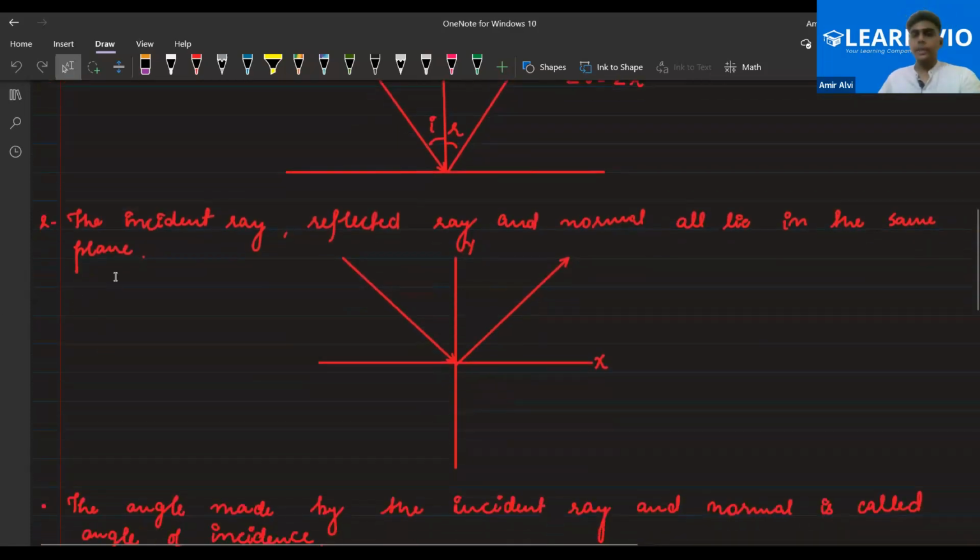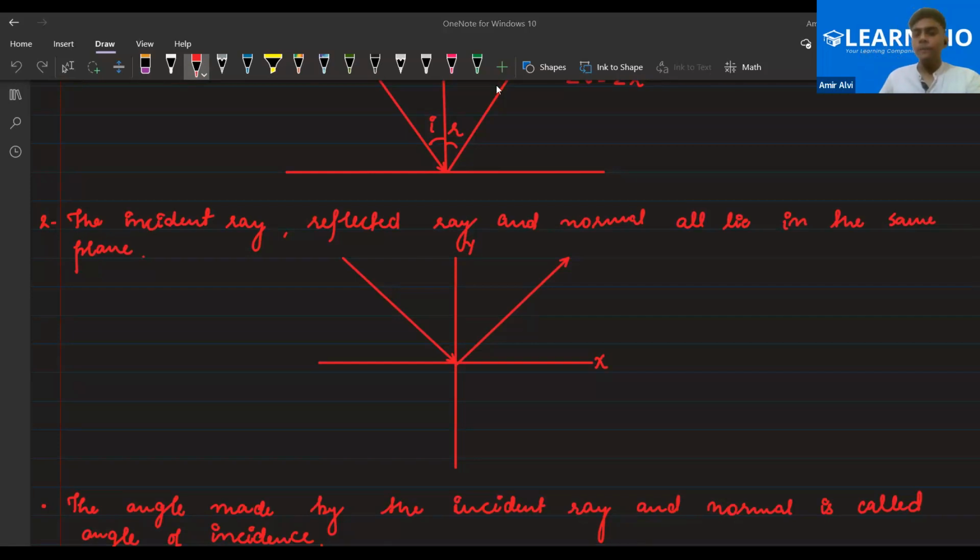So the second law that we'll discuss is that the incident ray, reflected ray, and normal at the point of incidence all lie in the same plane. It means that whenever the word plane comes in physics or maths, or chemistry as well, plane means two axes only. We have three axes, x, y, and z in the coordinate system. Have you studied this in 9th standard mathematics? X, Y, Z coordinates? Yes.